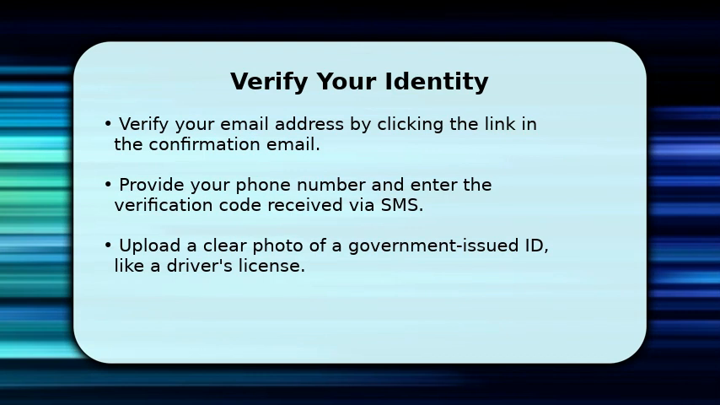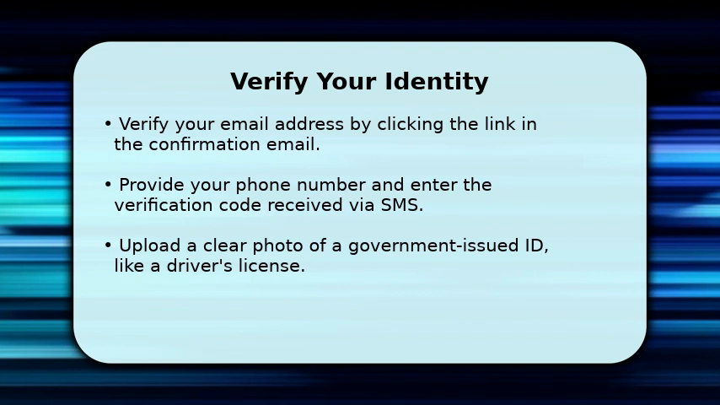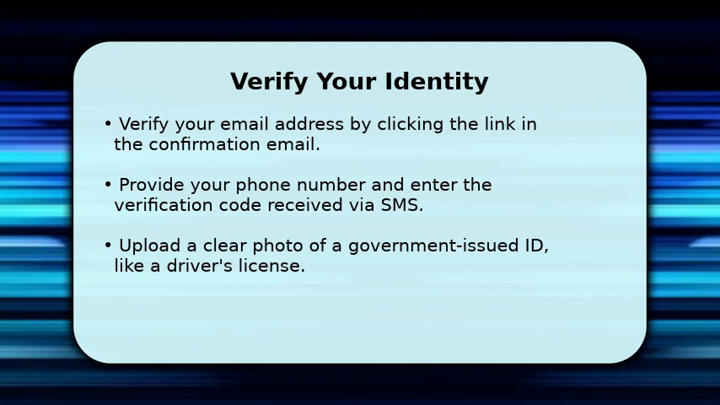Next, provide your phone number, and Coinbase will send a 6-digit verification code via SMS. Enter this code into the app. Finally, you'll need to upload a clear photo of a government-issued identification document, such as a driver's license or passport, to complete the identity check.